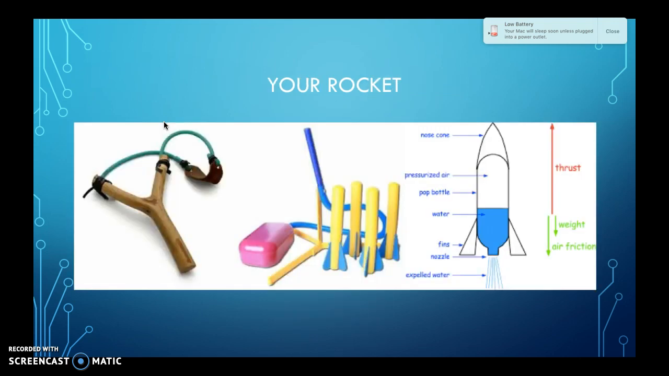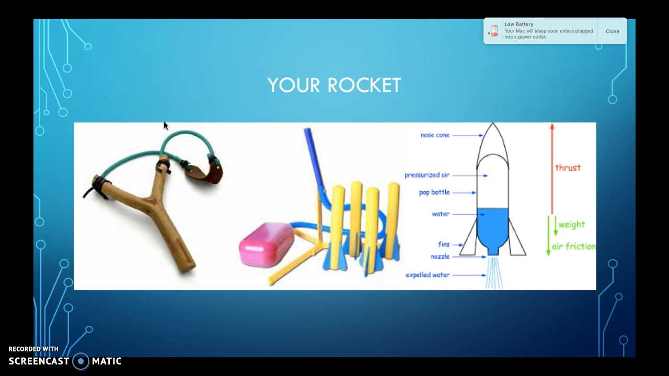Obviously, you're not going to be able to use rocket fuel. If you try to buy rocket fuel, you will probably be put on some sort of TSA watch list. So here are some options that you might think about using. One option could be a slingshot. You could design some sort of slingshot contraption that will launch your rocket into the air.